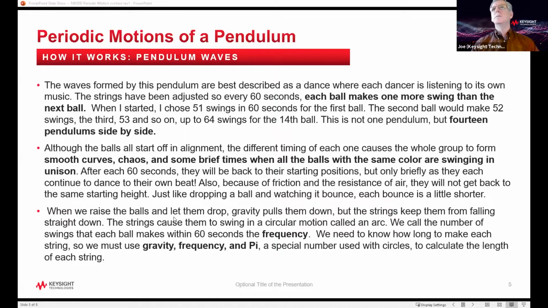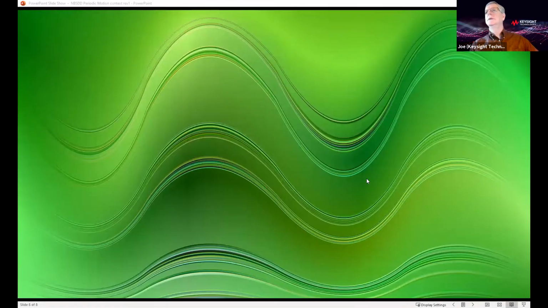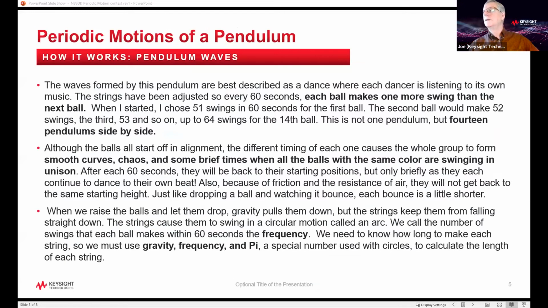And so the second ball would make 52 swings in 60 seconds, the third ball 53, and so on, all the way up to the last ball, the 14th ball, which would have to swing 64 times in the same amount of time. Oops, I'm sorry. I switched to a new mouse and I'm not quite used to it.